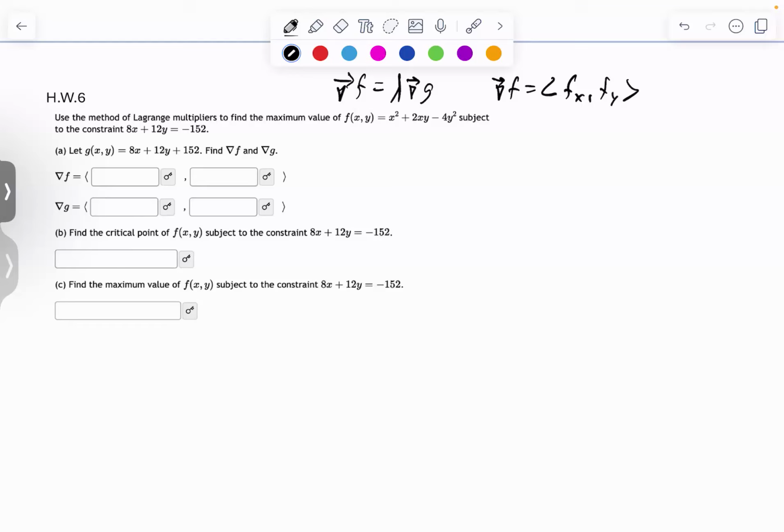So our first one in our brackets here for our del f is the derivative of f with respect to x first. That's going to be 2x plus 2y. And then the minus 4y squared is gone. And the second part is the derivative of the same function with respect to y. So that's going to be 2x minus 8y.